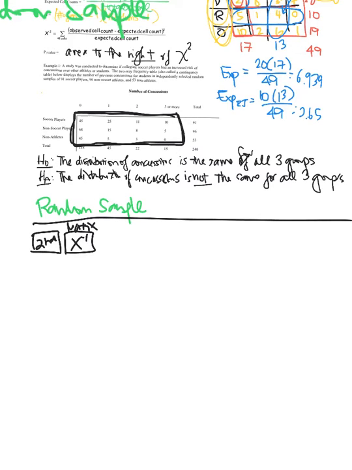Now, once you've done that, you're going to go to Stat, move to Tests, and scroll to C, which just says chi-square test.